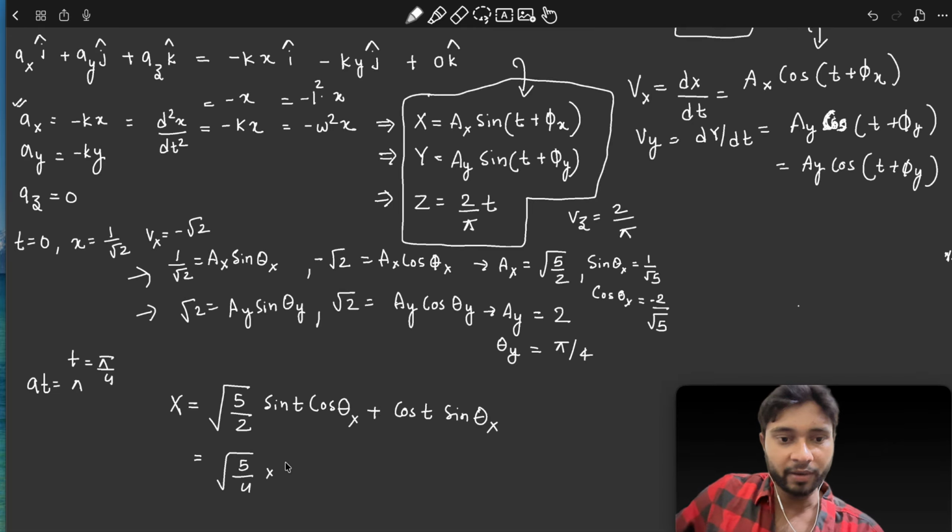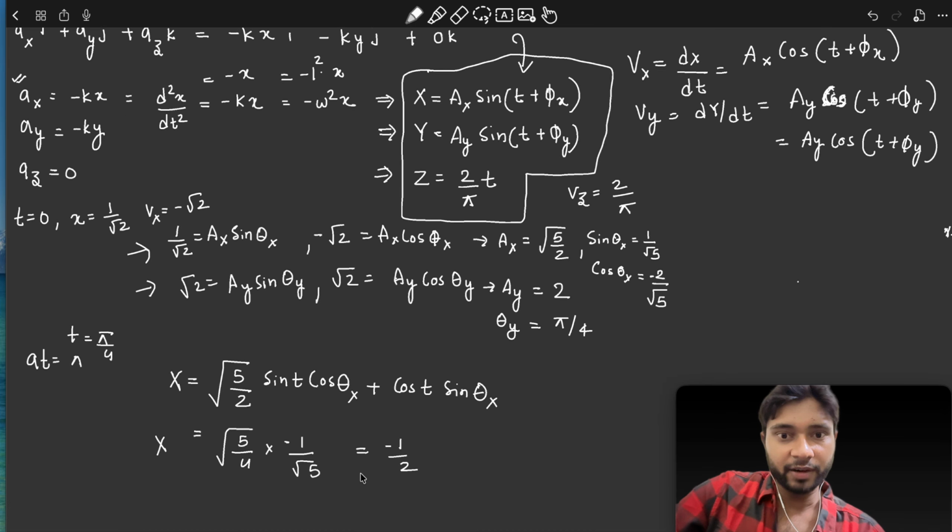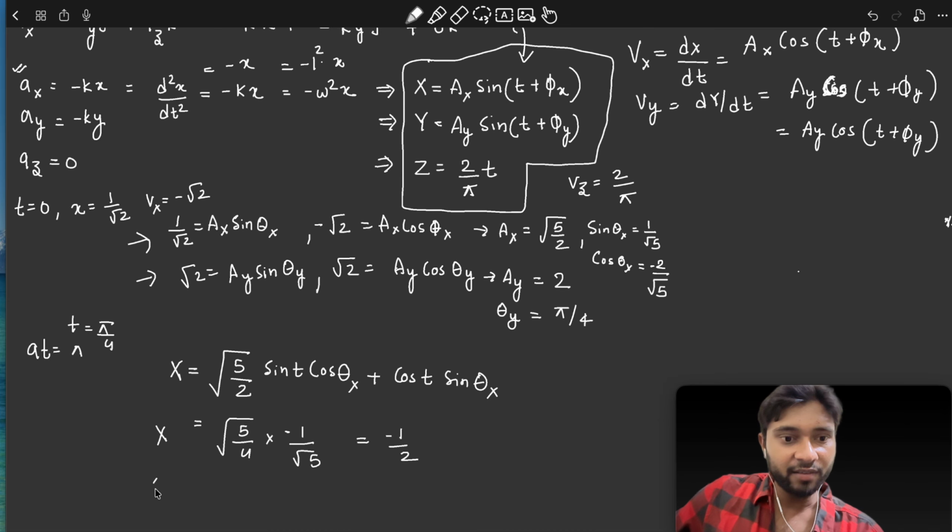Okay, I hope everyone can do that calculation. Minus 1 by 2 into root 5. So x will be minus 1 by 2. Okay. Similarly, can we do for y? y at t equals pi by 4. Phi y is already pi by 4, we know. So sin(pi by 4 plus pi by 4), pi by 2. So this will be 1. So y will be simply Ay, which is 2. Okay, Ay is 2. So our x and y is done.